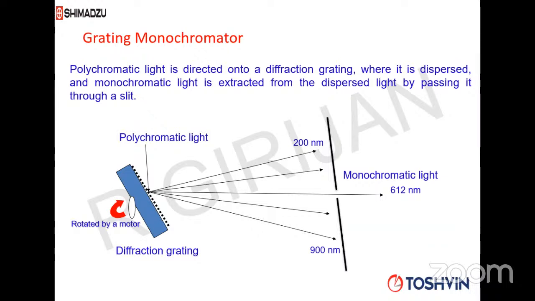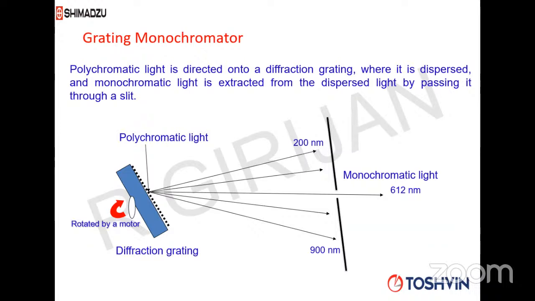And this is mounted on a motorized turntable. It's a motorized action. The turntable can move, rotate. That means your grating also can rotate. Now you can see in the slide, polychromatic light is coming from the source, maybe from the UV source or from the visible source. It is coming and falling on the grating.